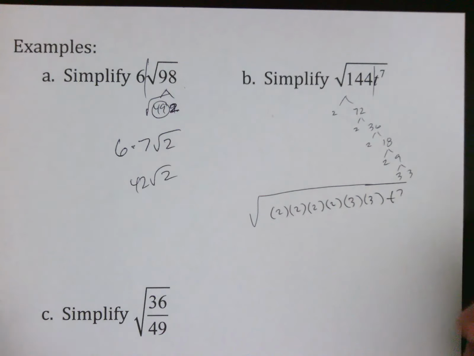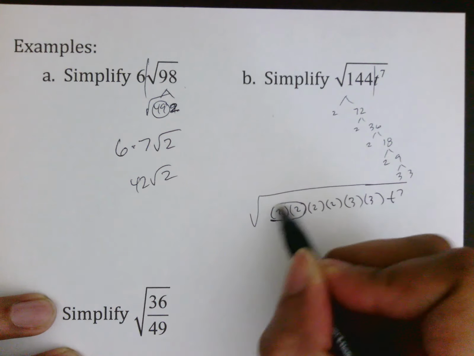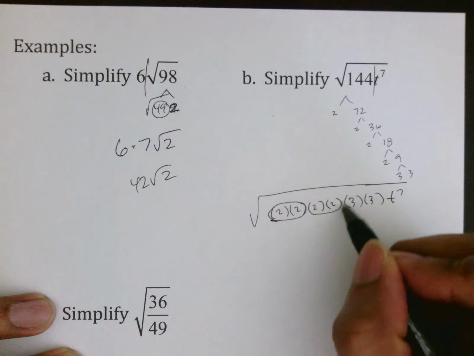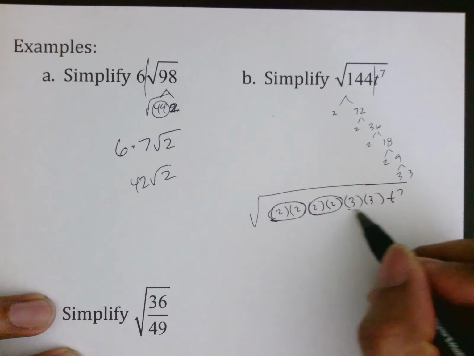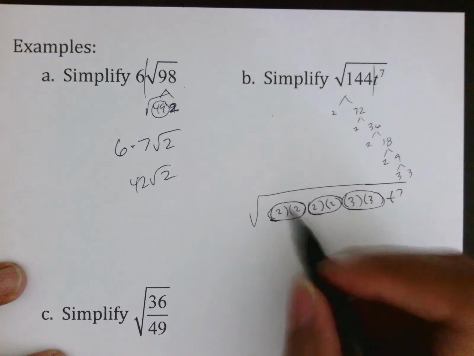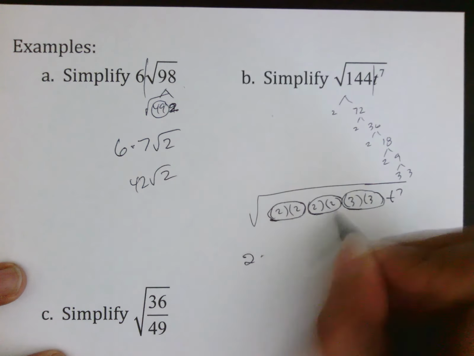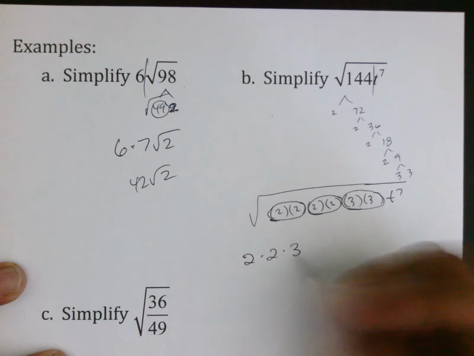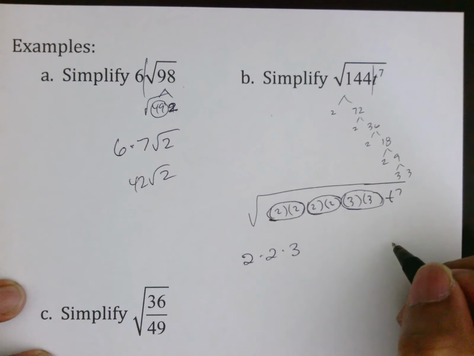Again, that t to the 7th did not go away, but we do not think about it when we're doing prime factorization. Now looking at our pairs, you notice that these two represent a pair of 2's. Here's another pair of 2's, and here's a pair of 3's. And there's no other numbers left, which means that you're pulling out a 2, a 2, a 3, which of course gives you a number on the outside.